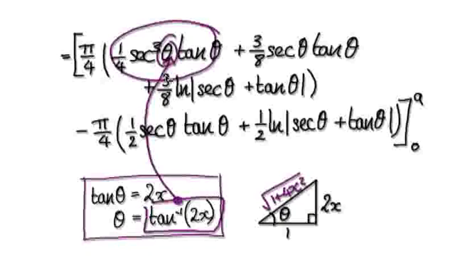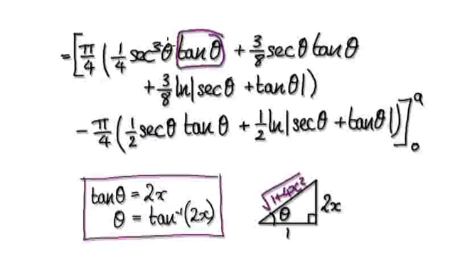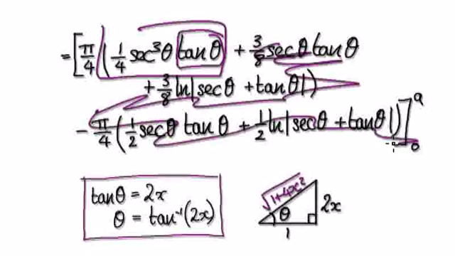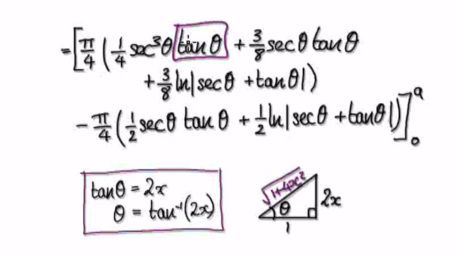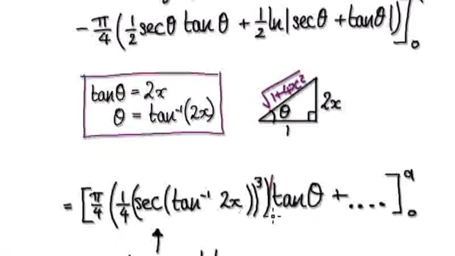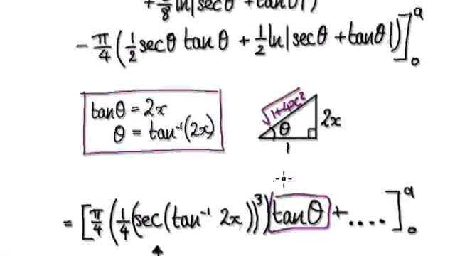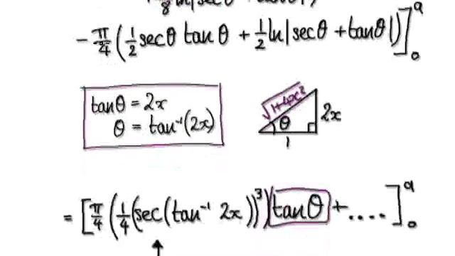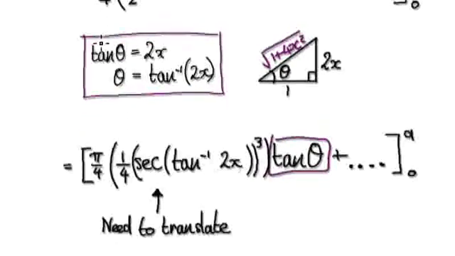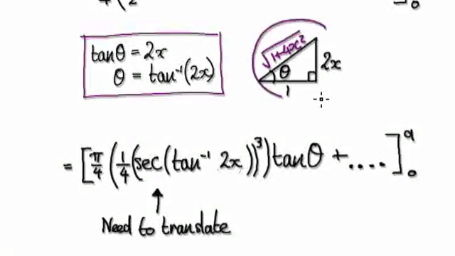Don't forget this tan theta here. Remember, we are just looking at this bit here, and I'm forgetting about the rest. So this block of tan here is right here, and then this whole thing here would then be this bit here. Now we need to translate this because you've got a trig acting on a trig. So now look at your triangle.